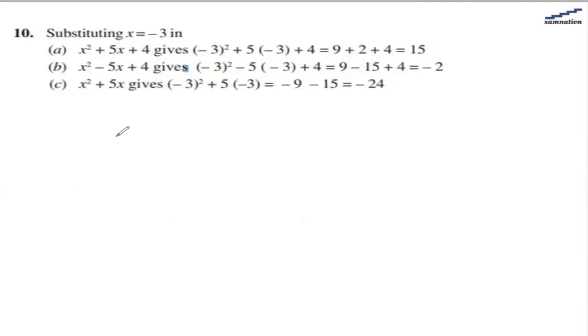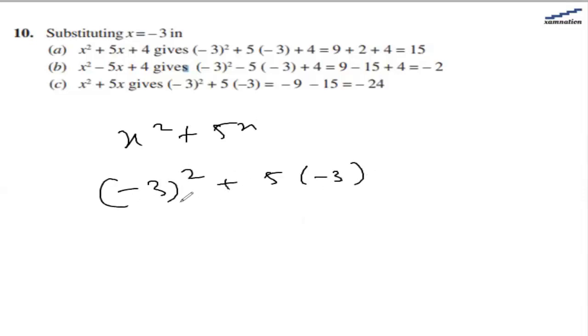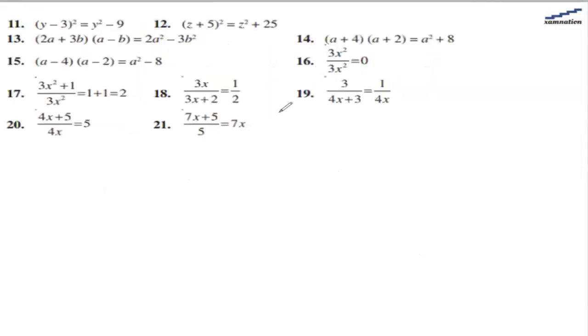For the C part, we are given x square plus 5x, and if we substitute x as minus 3, so that would be 9 minus 15, and it should be minus 6. So instead of minus 24, it should give us minus 6. So in the next part, we're given y minus 3 whole square is equal to y square minus 9.